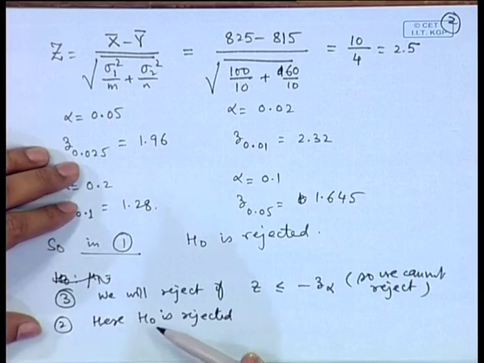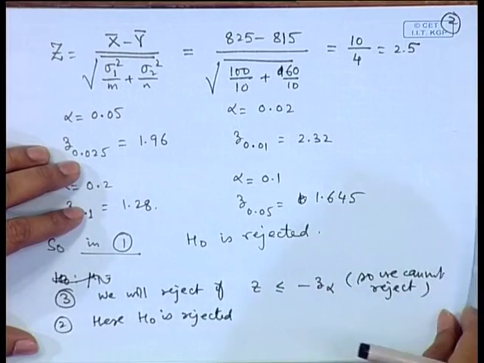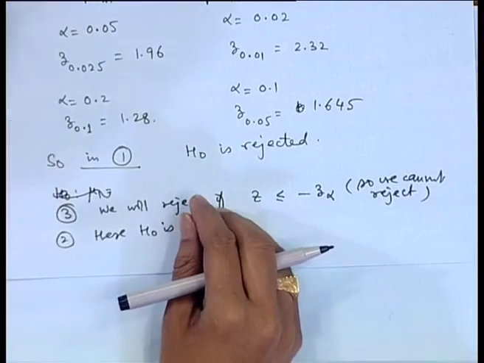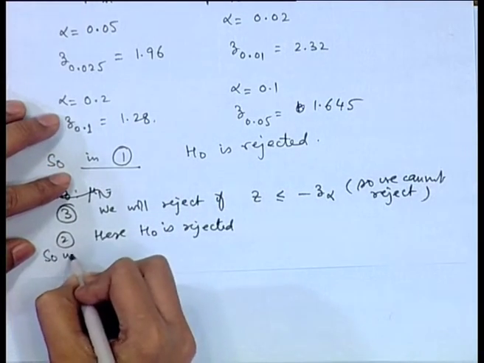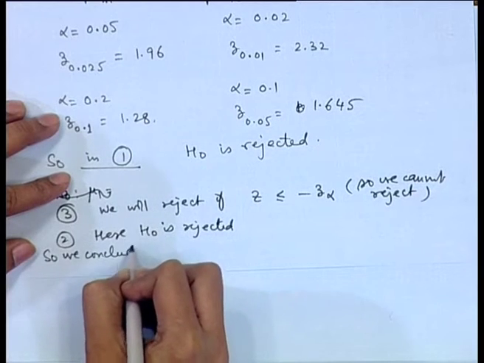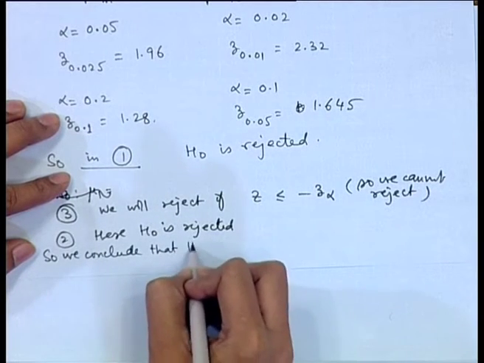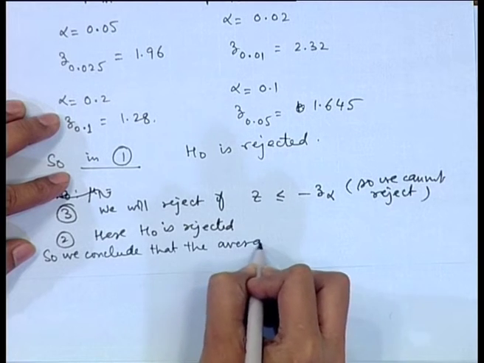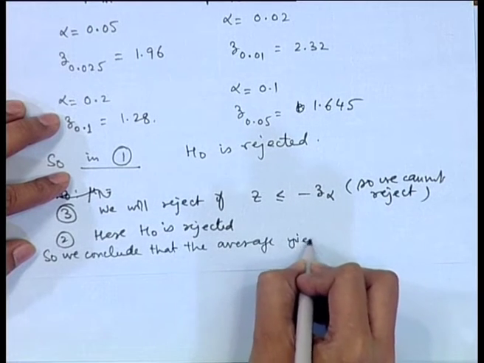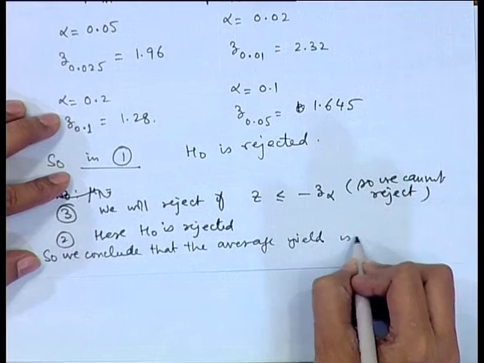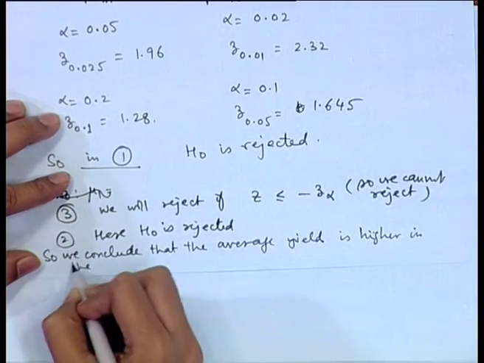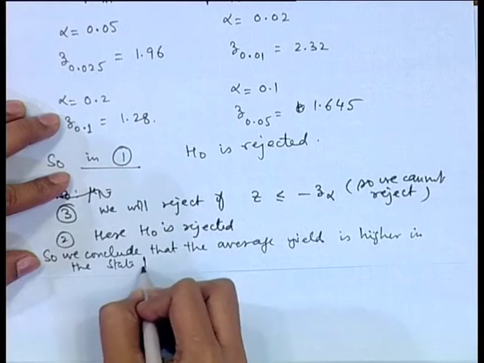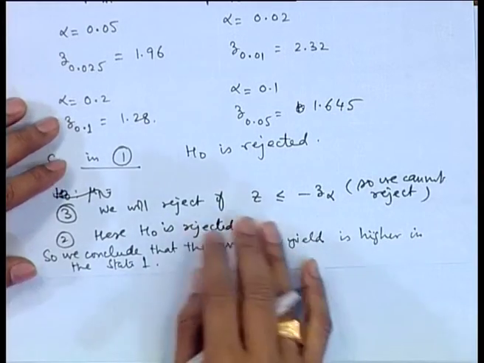So, we conclude that the average yield is higher in the state 1. Let us see this description carefully.